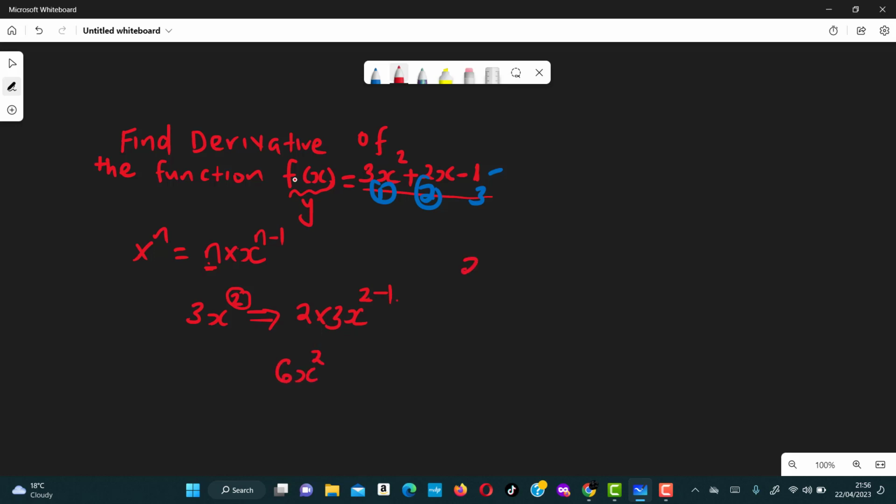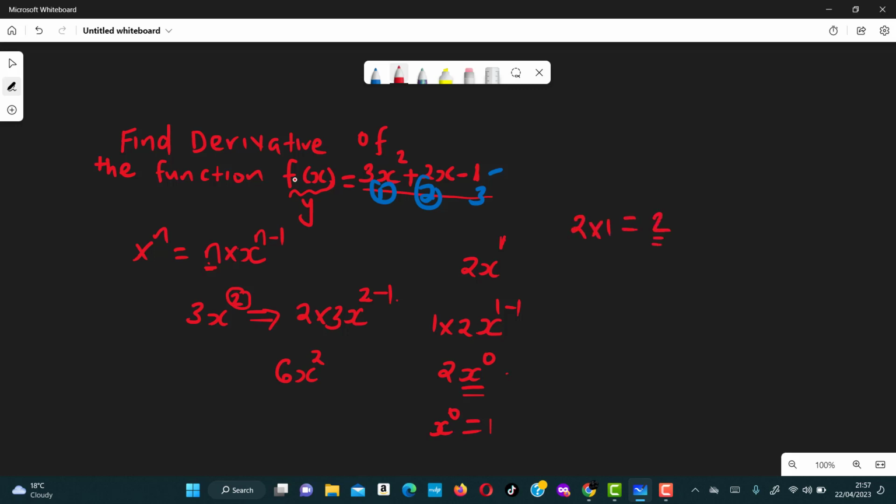We do the same to 2x. In the 2x, n is 1, we will multiply 1 by 2 and then reduce the power by 1. This will give us 2x raised to the power of 0. From the rule of exponents, we know that any number raised to the power of 0 is the same as 1, which means that x raised to the power of 0 is 1, and therefore we shall have 2 times 1, which is 2.